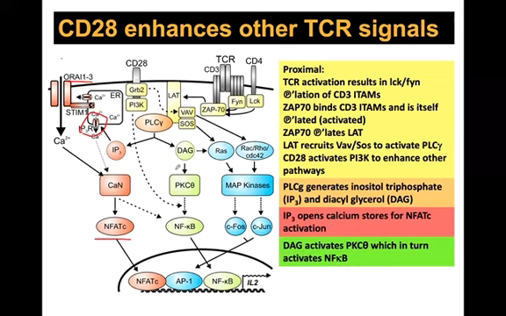For diacylglycerol, it's going to activate protein kinase C theta. This will in turn activate NF-kappa B. For those of you who remember your cell biology, NF-kappa B is normally held in an inactive state by being bound to the inhibitor of NF-kappa B. Protein kinase C theta will phosphorylate the inhibitor of NF-kappa B, causing it to release, and then NF-kappa B is active and can go to the nucleus.